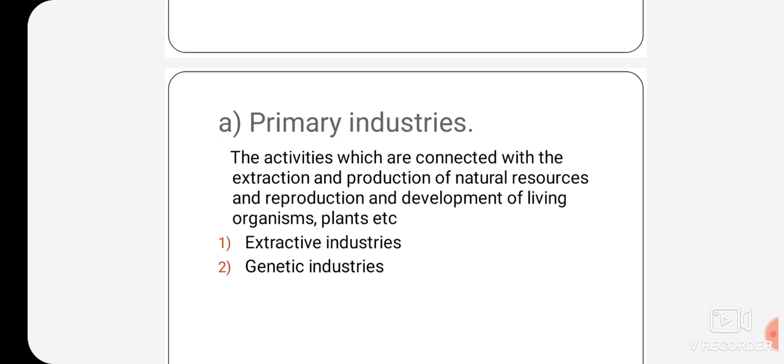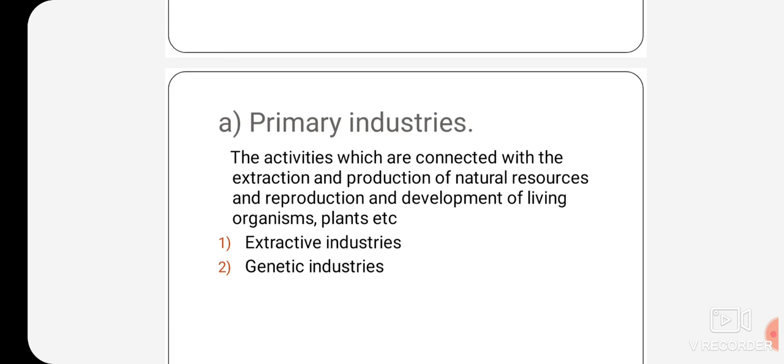Primary industries. That means these industries' activities are related to the extraction and processing of natural resources. That means these industries directly use natural resources as their raw materials and convert them into a consumable form of goods. For example, agriculture industry, mining industry, fishing industry, that means fisheries.